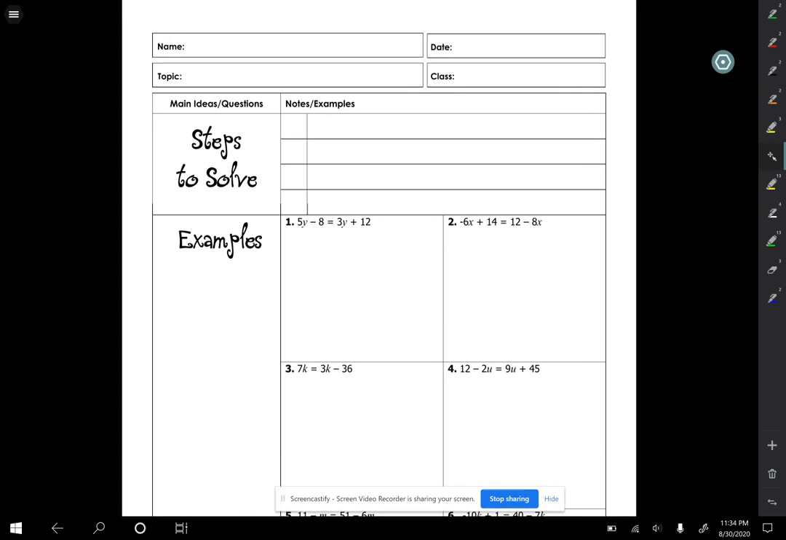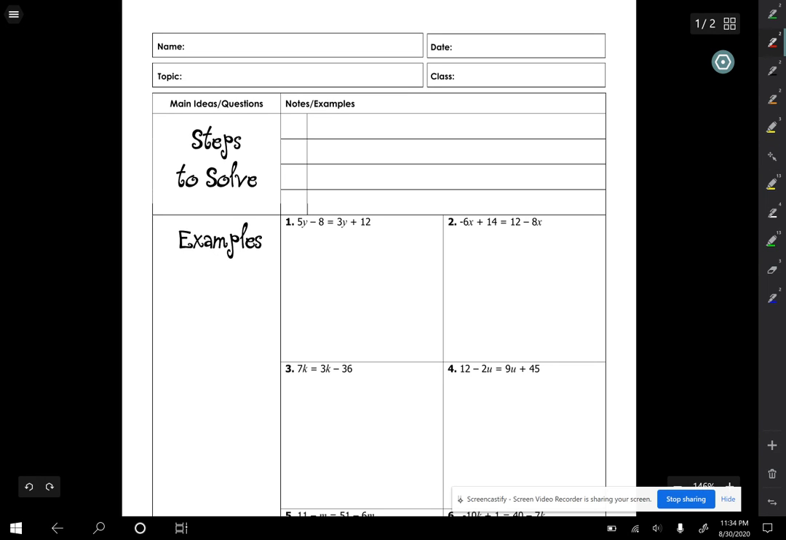All right. So in this video, we are going to be solving linear equations with variables on both sides. You'll see what I mean in a second. So steps to do this.